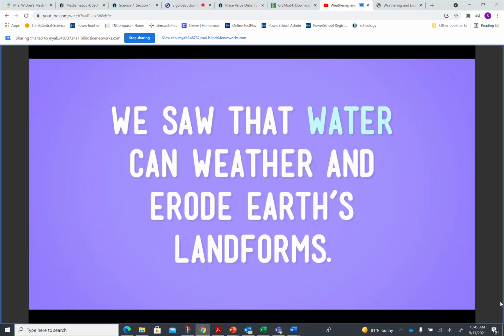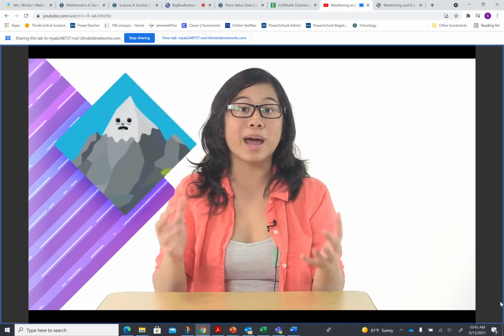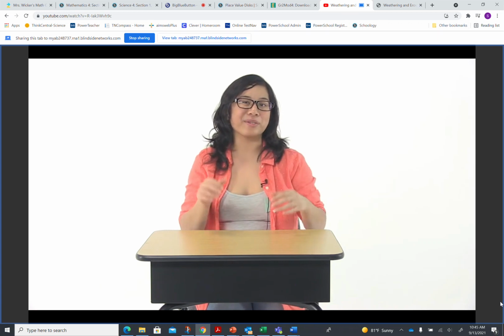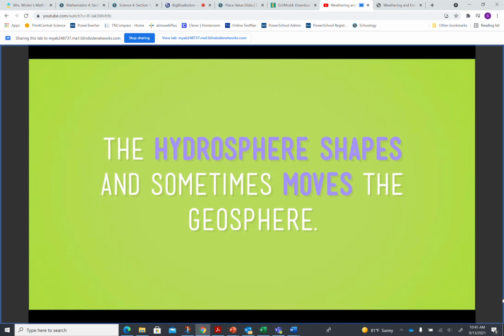Well, we saw that water can weather and erode Earth's landforms, and that's just one example. There are so many others, like floods weathering valleys or glaciers eroding mountains. Let me break it down for you this way. See what I did there? The hydrosphere shapes and sometimes moves the geosphere.